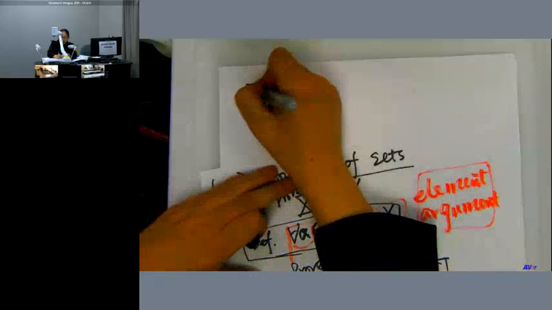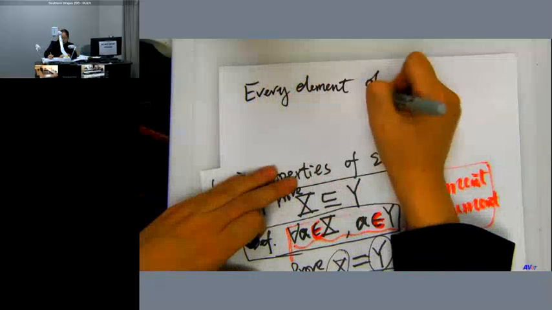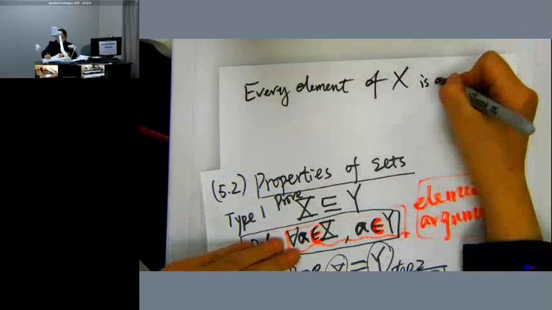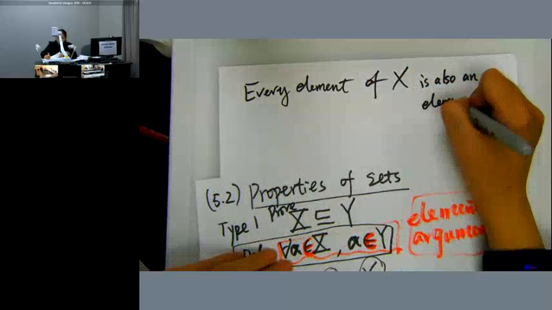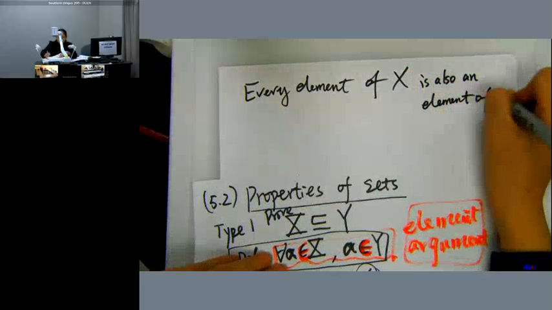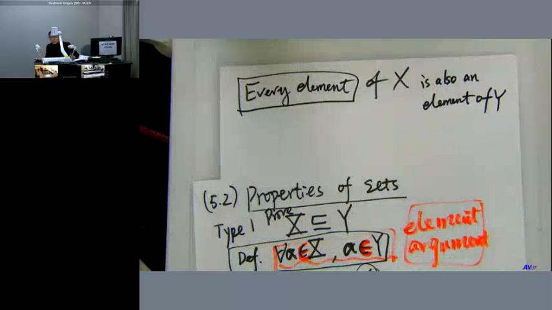So I'm going to write down the sentence she said. Every element of X is also an element of Y. Now, start with the first word, the phrase "every element." How do you describe every element? By symbols. Use a letter, right?